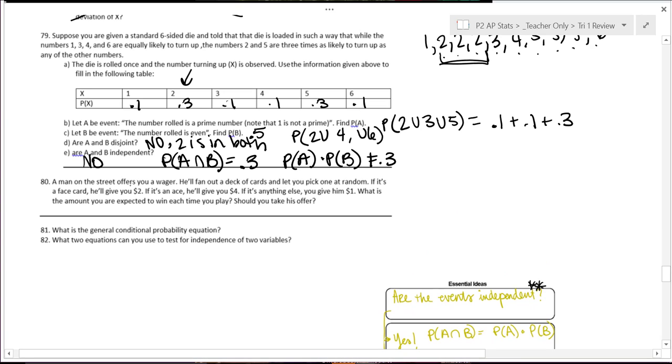You do not have to do 80, and then 81 and 82 are good to go on the answer key.